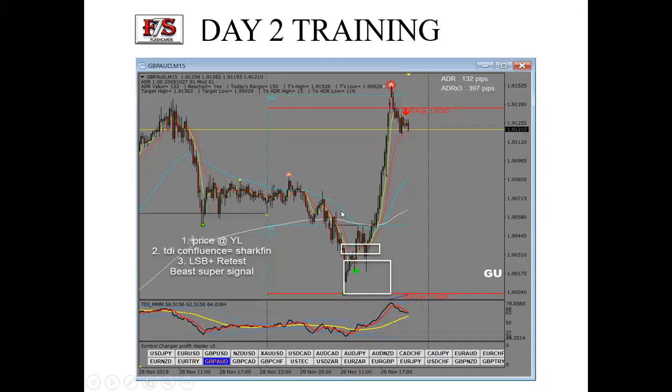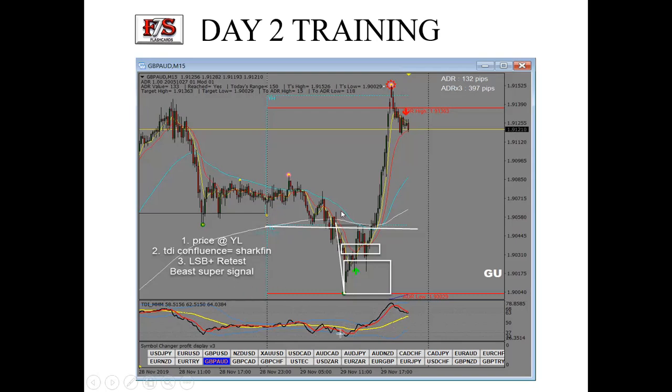Now look at it. Number one, price is on yesterday's low. This is yesterday's low, right? So price traded below yesterday's low. And number two, the TDI confirmation we have here is blood or water. Look at it, it did trade below the volatility band, right? But the RSI crosses the signal line, and price trades above what was LSB resistance.